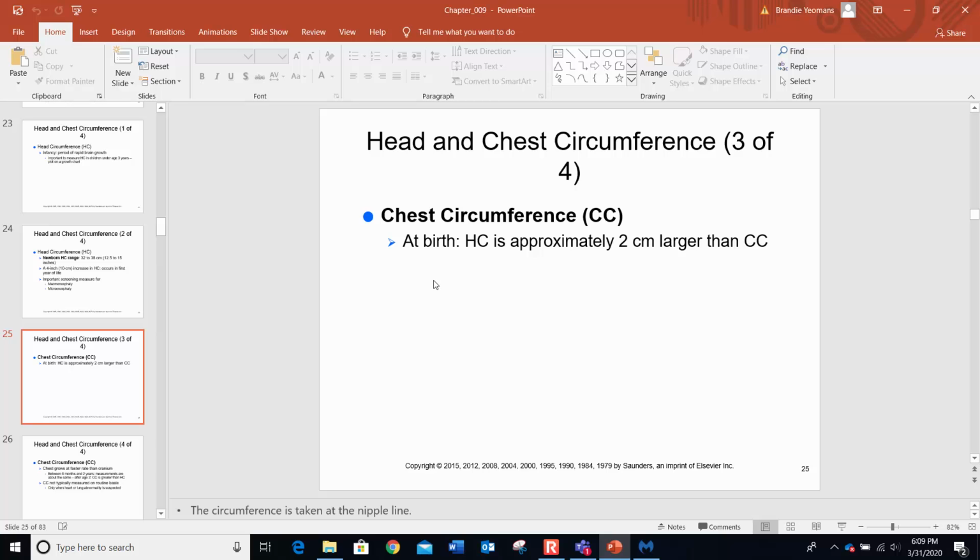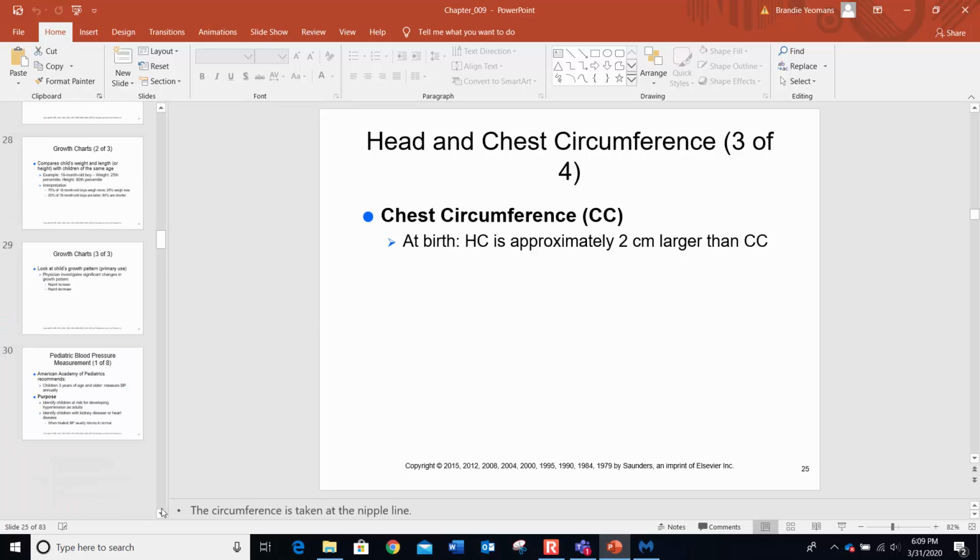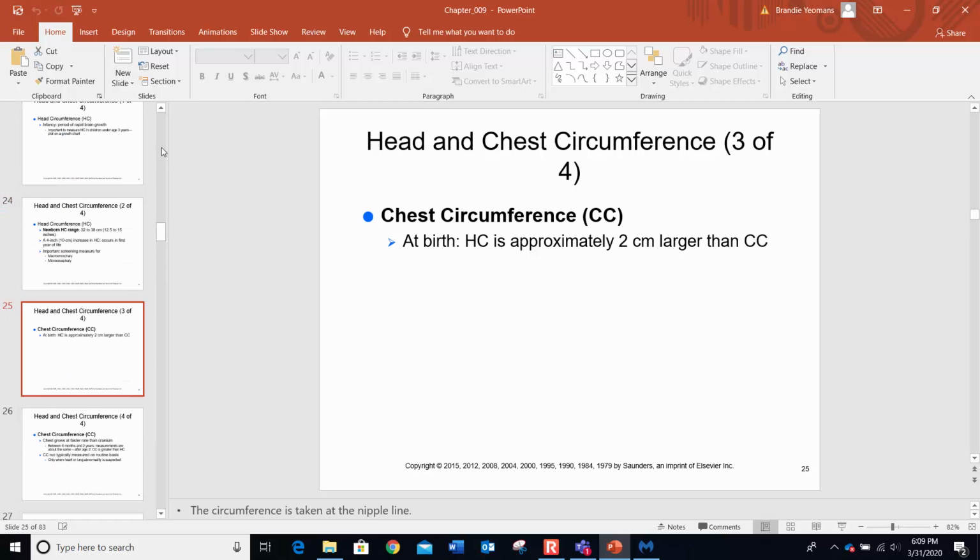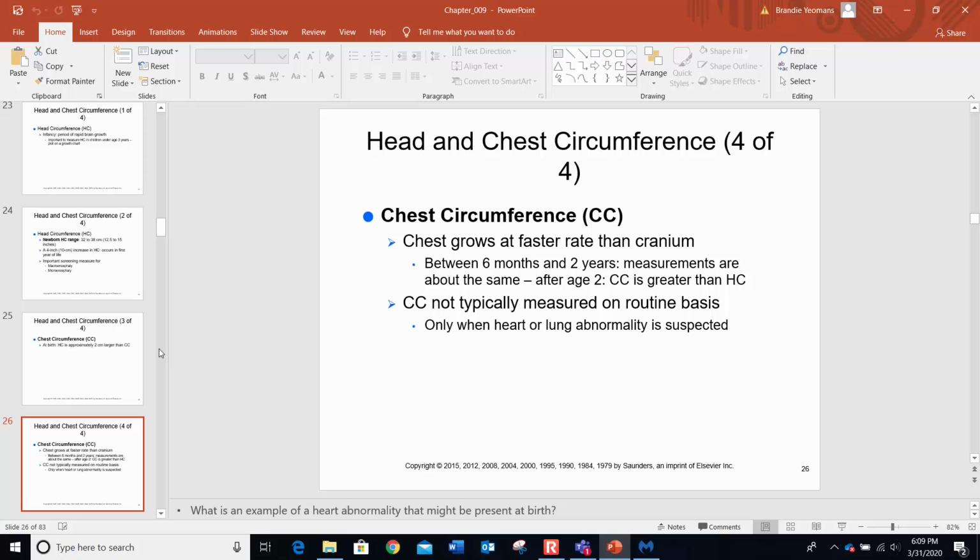The chest circumference, which is CC, at birth, it is approximately 2 centimeters smaller than their head. Their head circumference is larger than their chest circumference, and that's a good little rule of thumb to remember. So we're not getting confused with, is it too big, is it too small? We want to make sure everything's just right on pattern there with that growth chart. The chest does grow at a faster rate than the head, so between 6 months and 2 years, we're going to see some head circumference changing there. Okay?